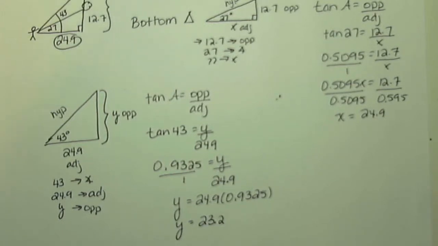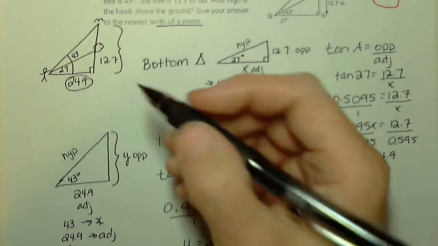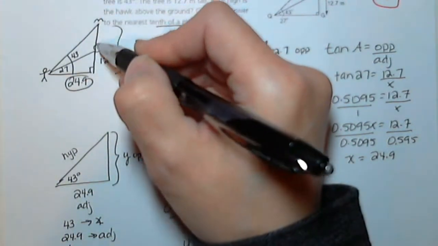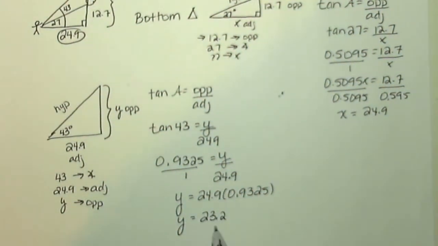The question asks, how high is the hawk above the ground? Well, going back to my original diagram, if I find the entire side of this large triangle, I have discovered how high the hawk is above the ground. And that is in fact what I've done right here. So the hawk is 23.2 meters above the ground.